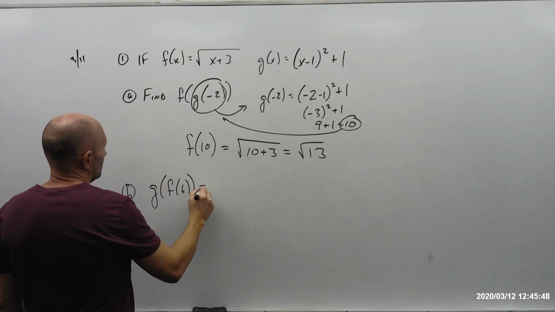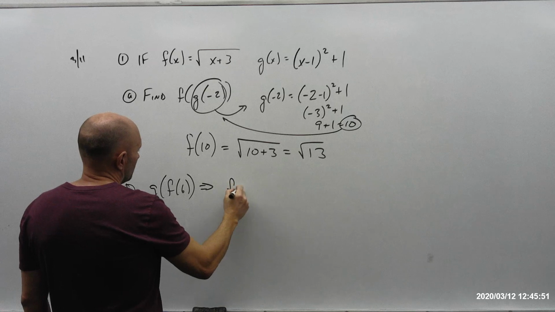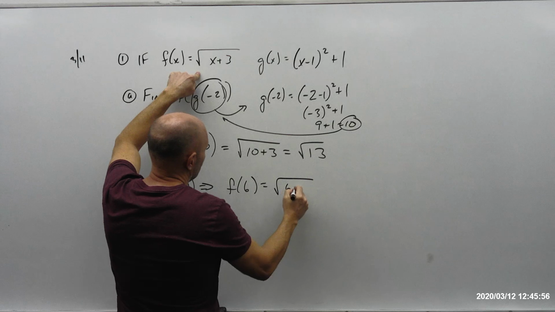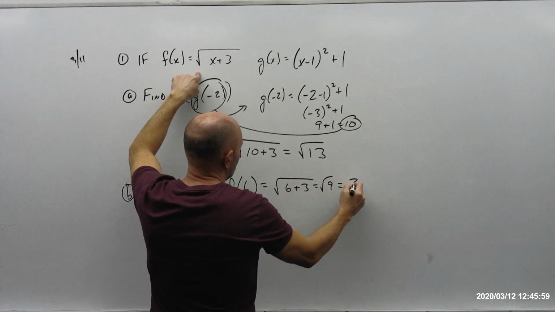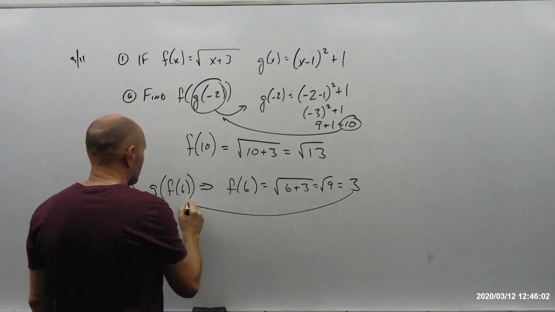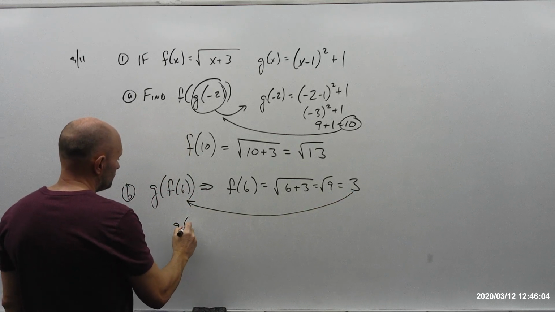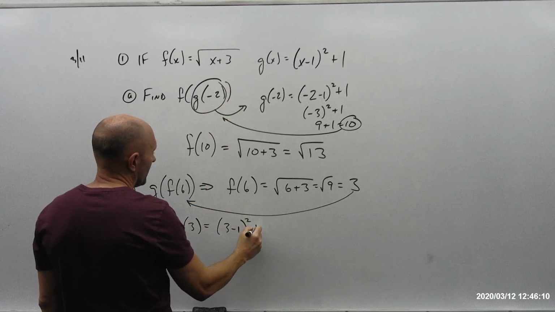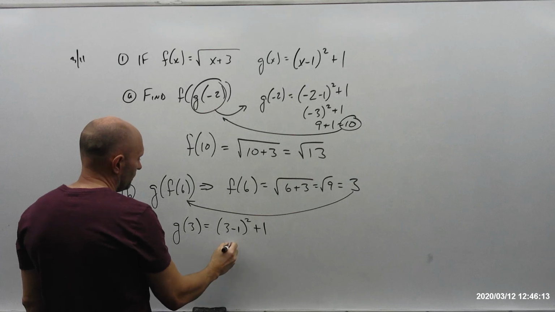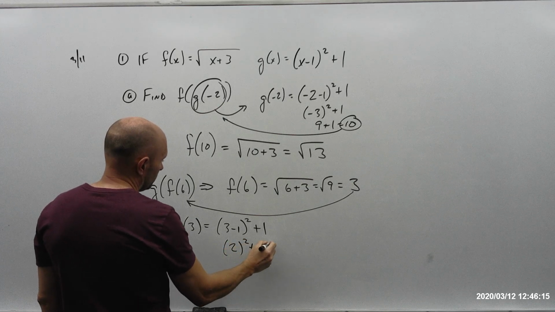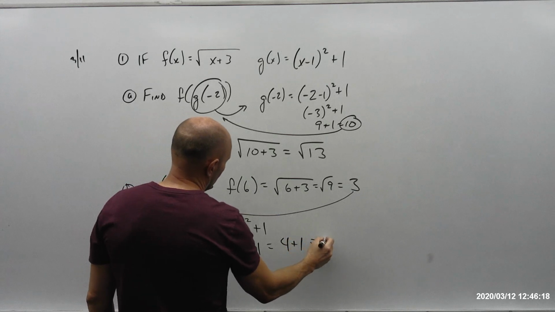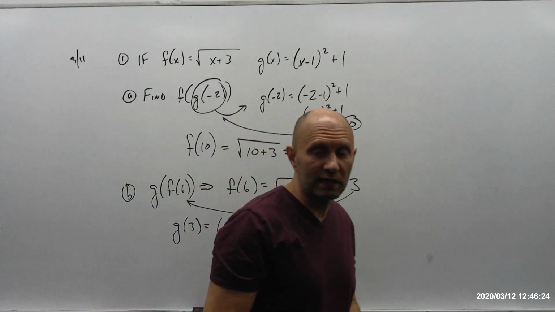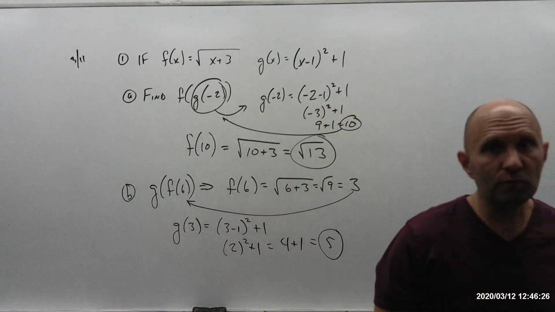What about g of f of 6? So first of all, find out what's inside, f of 6. So plug 6 into our f function. We get 6 plus 3 is 9. Square root of 9 is 3. So plug this back in. So we're really just looking for g of 3, which if I plug it in there, I get 3 minus 1, square that, plus 1. 3 minus 1 is 2. So 2 squared plus 1 is 4 plus 1, which is 5. So for part A, your answer should be square root of 13. For part B, your answer should be positive 5.